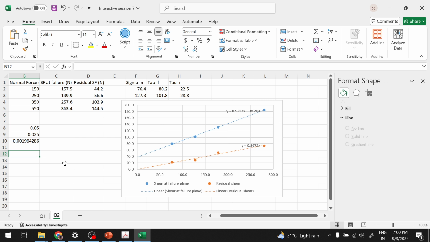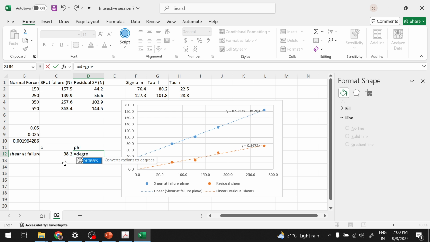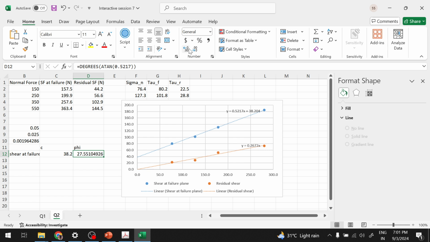So for shear at failure, we have a C value of 38.2, and we have a tan phi value of 0.5217, or we can say a phi value of arctan of 0.5217, which will be 27.5 degrees.